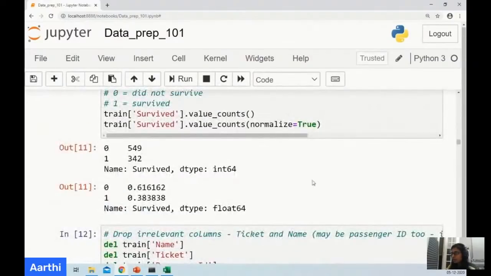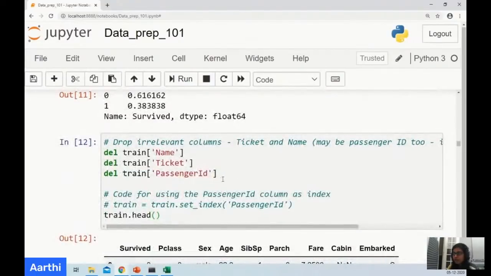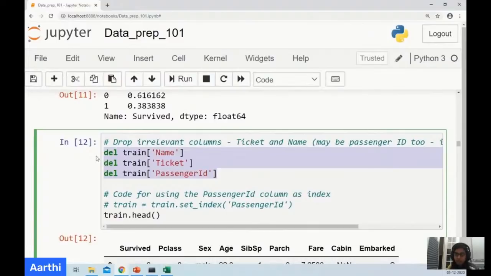So maybe I'll go through everything once a little bit. We looked at the percentage of survived versus not survived. So 61% of the people did not survive and 38% survived. We are deleting irrelevant columns from our data, the columns that do not make sense as input for model building. Whether someone survives or not is not going to be based on their name or the ticket number or even their ID, right? So these are the columns that we will delete, because irrelevant columns add cost to your model. It reduces the predictability.